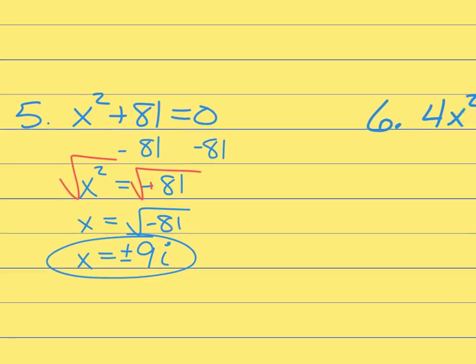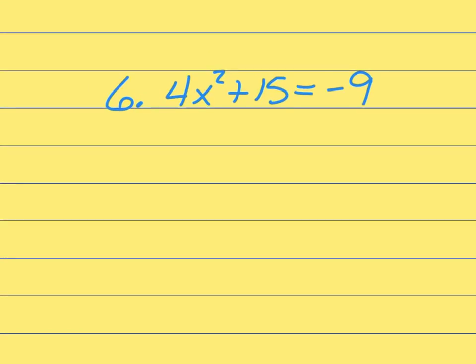All right, let's try another one. We do need pluses and minuses again. Okay, we'll subtract 15 from both sides. And so you get 4x squared is equal to the negative 24. Then if you divide both sides by 4, you get x squared is equal to a negative 6. Okay? Then, you can't take the square root of a negative 6.